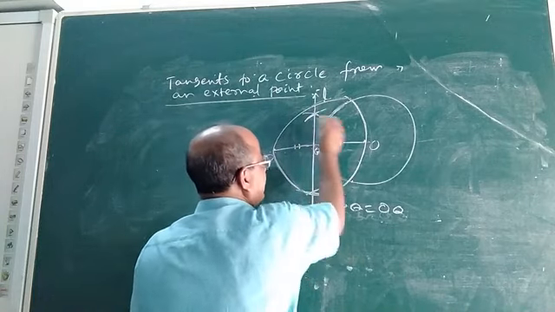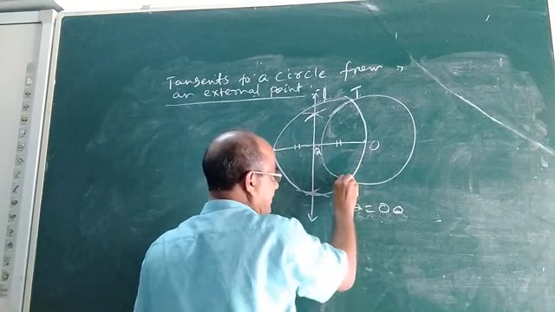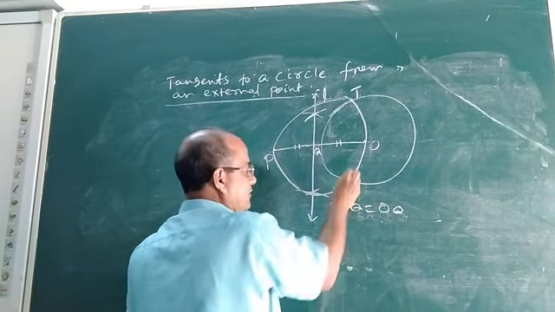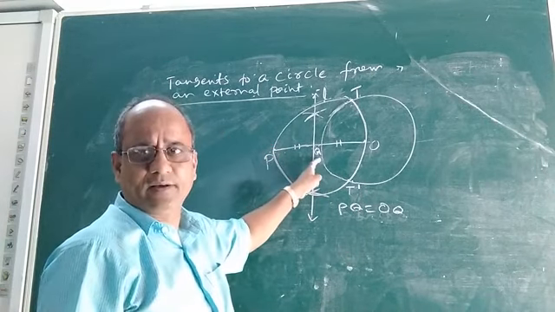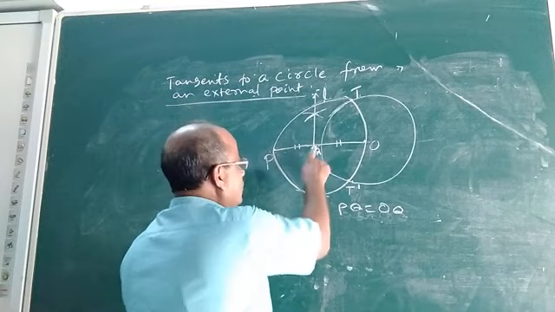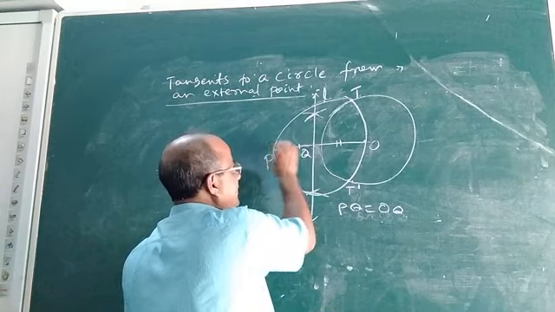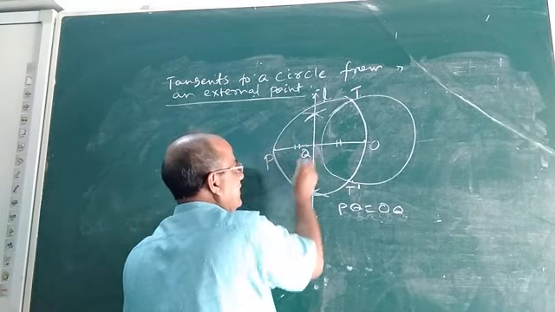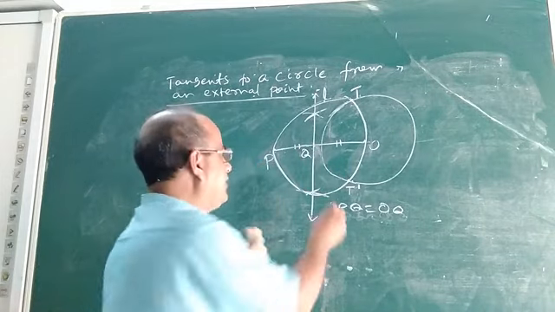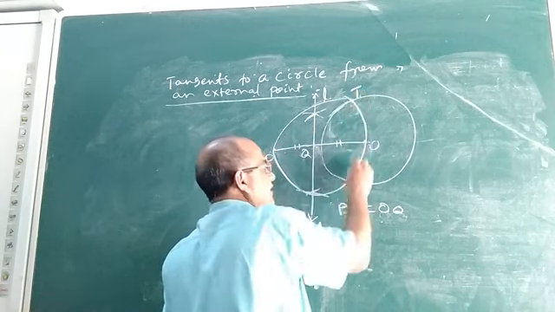This circle will intersect the given circle in two distinct points. Suppose we name them T and T dash. Look at it: if you take Q as the center and QP or QO as radius and draw a circle, this circle will intersect the given circle in two distinct points, say T and T dash.